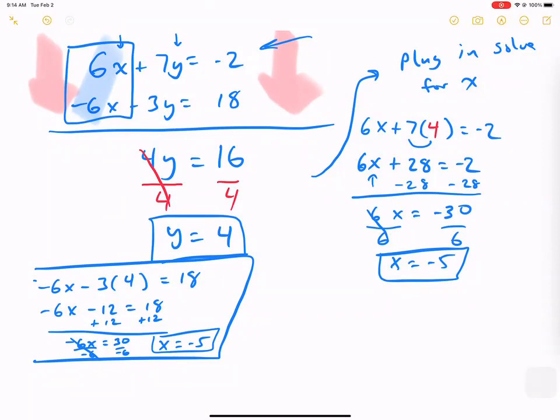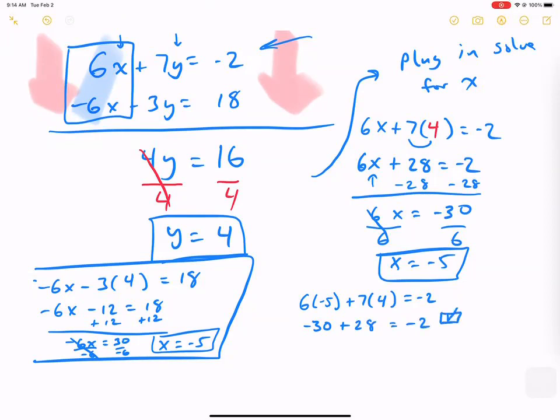Now, is this true? Is this a solution for both these equations? Let's go ahead and double check. 6x, we said was negative 5, plus 7y. What did we say y was? Did we solve for y? Yes, we did. We said y was going to be 4. That is negative 30 plus 28. Does that equal negative 2? Yes, that is a true answer.